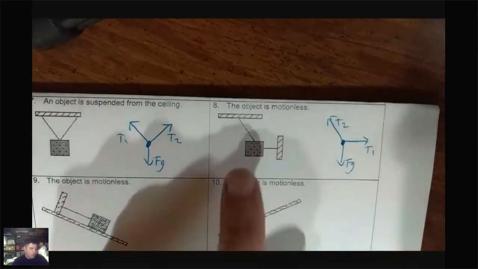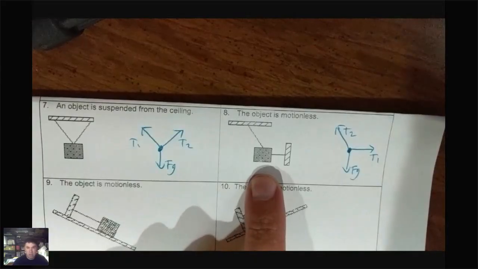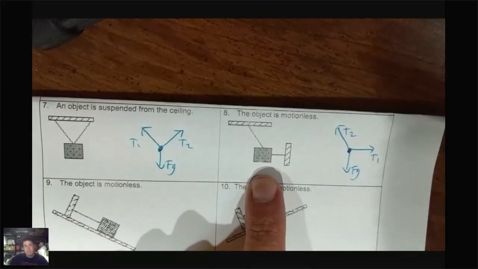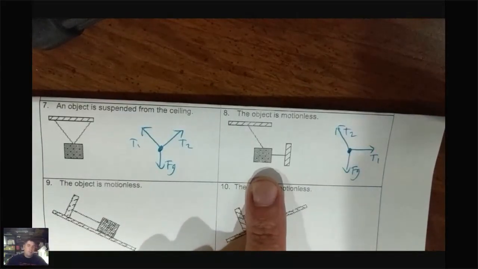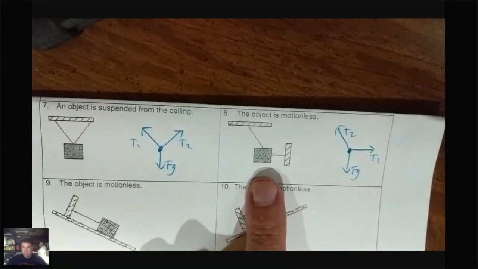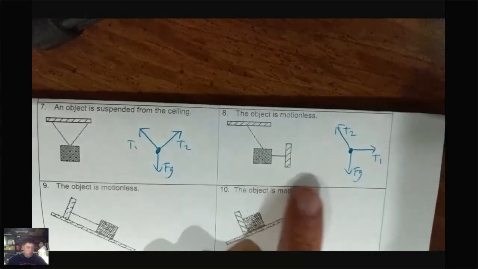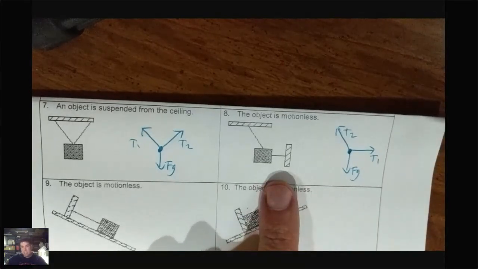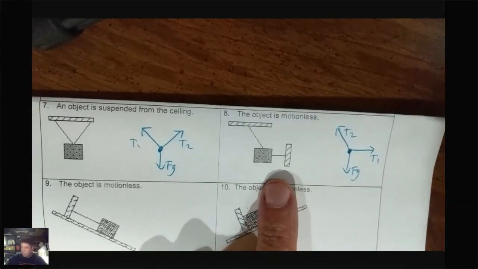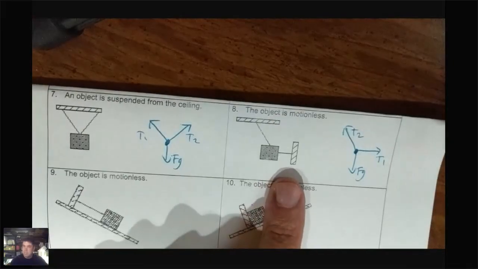Okay. But let's talk a little bit about this one because I'm interested to see what you guys are thinking about here. Which force is the biggest force out of all 3 of those things? Is it T1? Or sorry, with my labeling, T1, T2, or the force of gravity. Which of those 3 forces is the biggest?